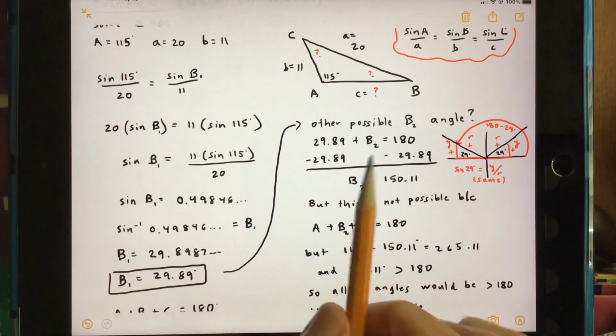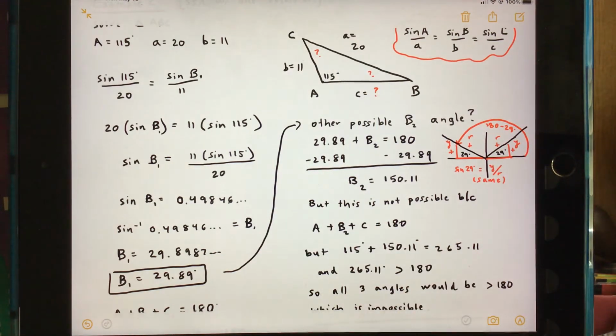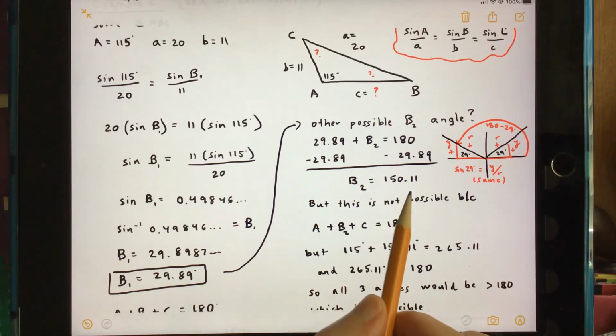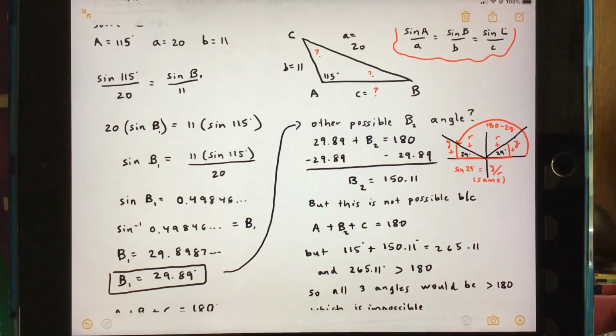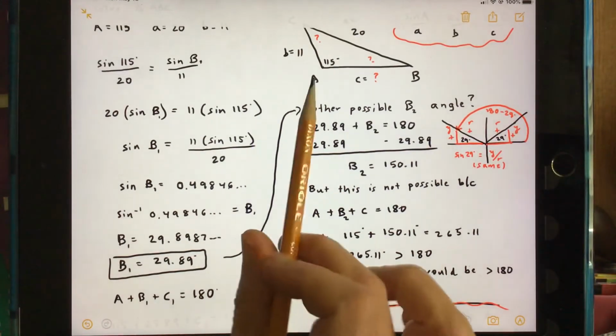So let's see if this is a possibility. Well, if it's possible, then when you add all three of the angles inside of this triangle, they'll sum to 180. But look what happens in this case. When we add this possible angle, B2, 150.11 degrees, plus the known angle, 115 degrees, we get an answer greater than 180 degrees. Two of the angles are already summing together to be more than 180. So that means in this case, this second angle doesn't work. We throw it out, and there's only one triangle possible then.